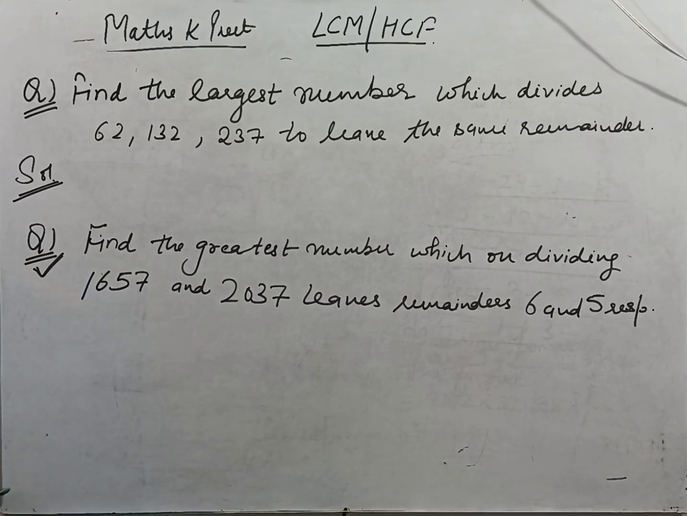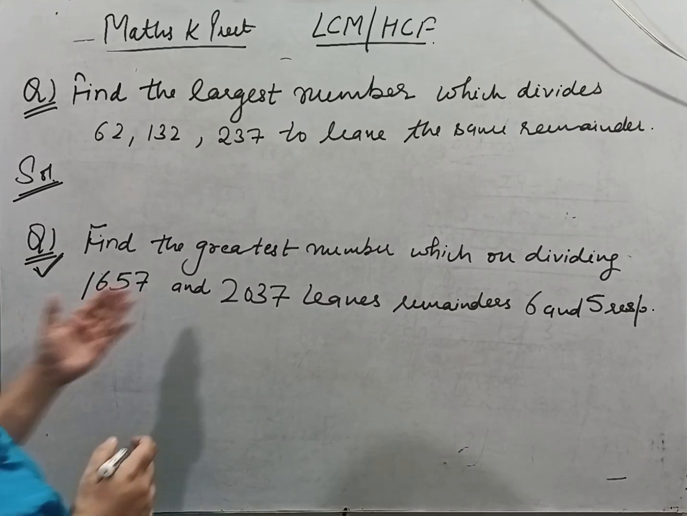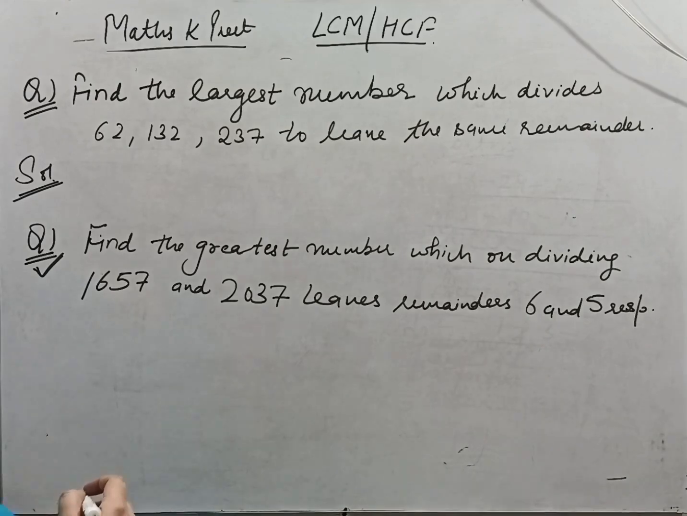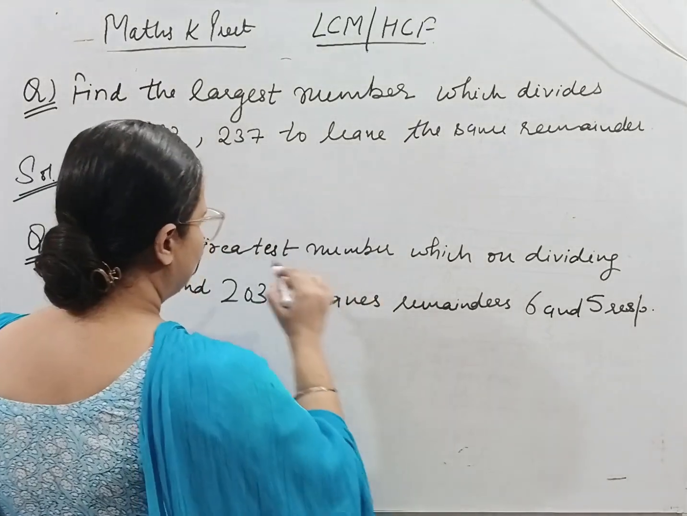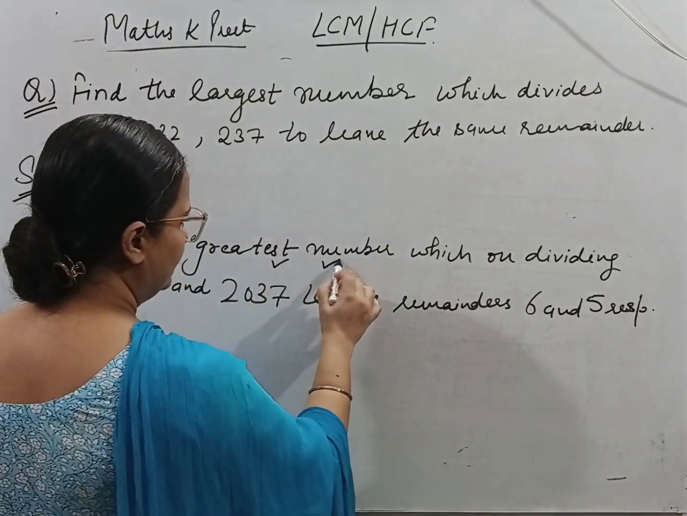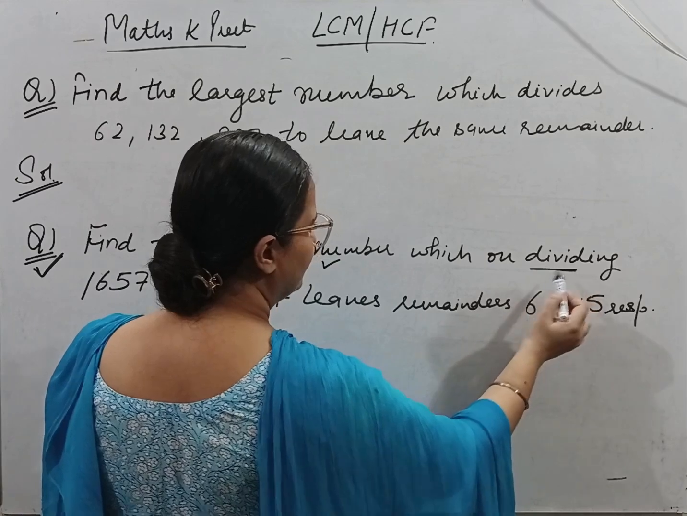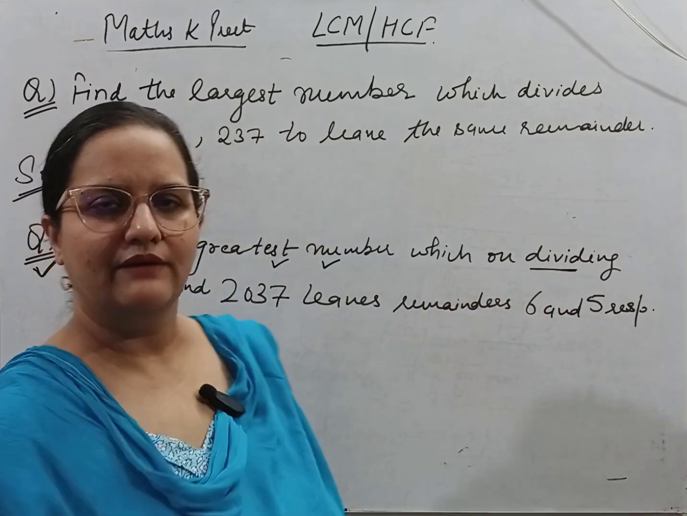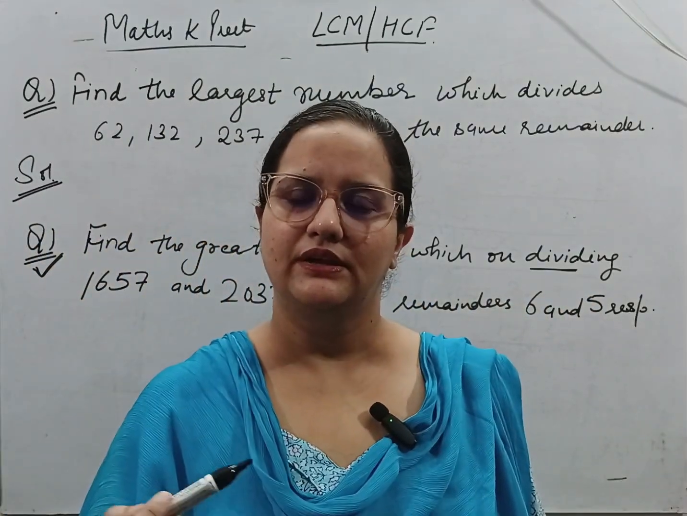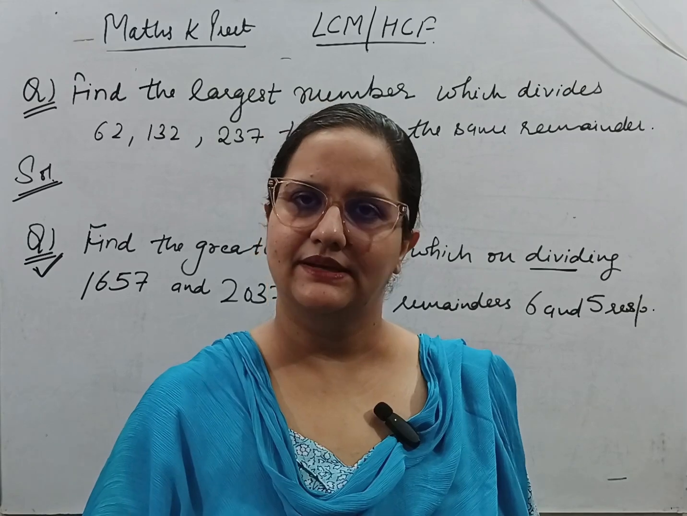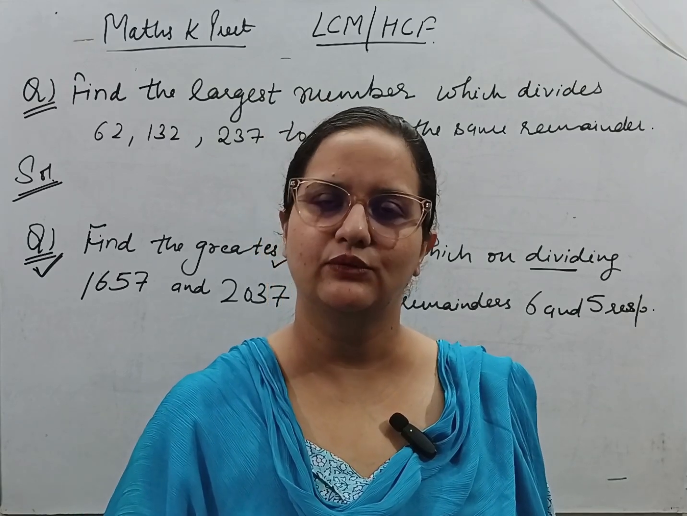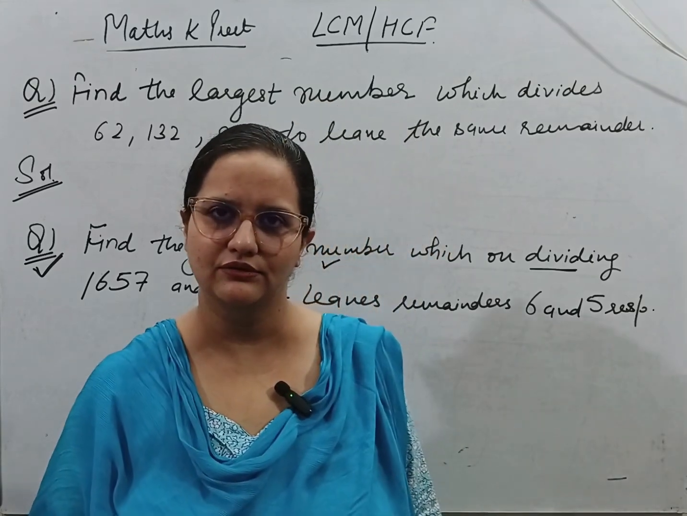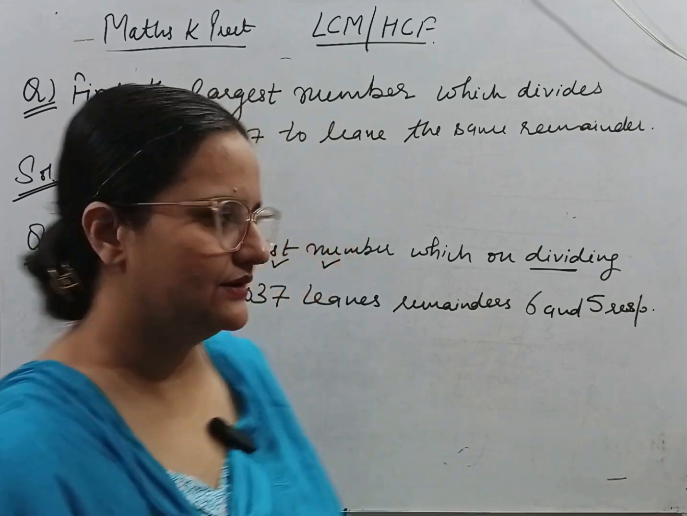Let's see this question. It's saying that find the greatest number which on dividing these two numbers leaves remainder 6 and 5 respectively. So it's asking me to find the greatest number which on dividing. Dividing means we here have to find HCF because dividing means divisor, and exact divisor means factor. So we are doing the chapter HCF and LCM, and according to that I have to find HCF here.